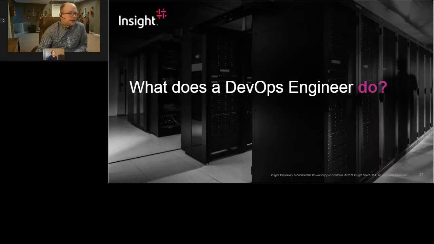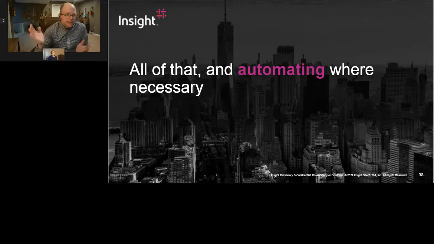So what does a DevOps engineer do? We've already asked this question, but really the only valid answer at this point is all of that, and automating where necessary. Automation is still a very big part of DevOps, and Insight can help you with that. But the takeaway is not to view it as only an automation skill, an automation practice. It's something much more deeply rooted within our Agile processes and within our teams. It's about bringing our people together and unlocking their potential in the best way possible.